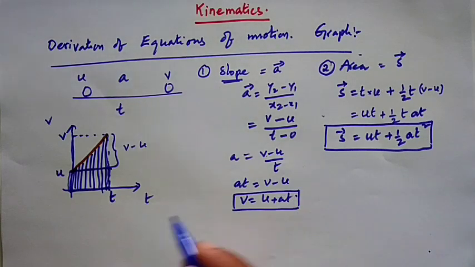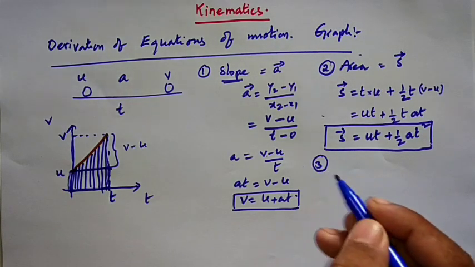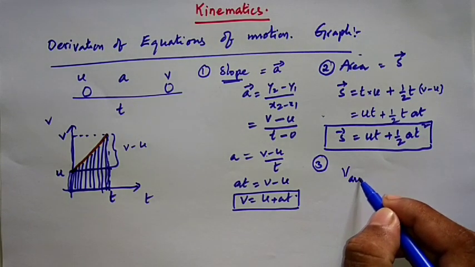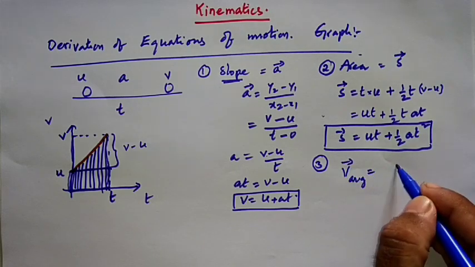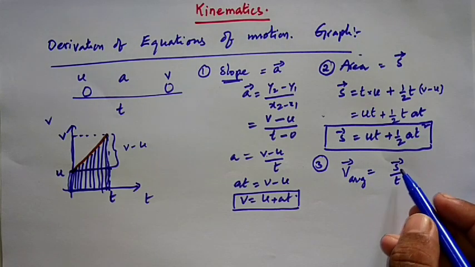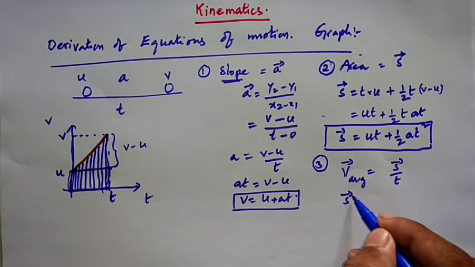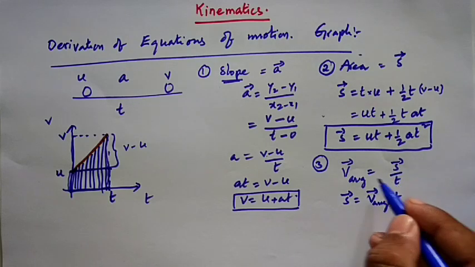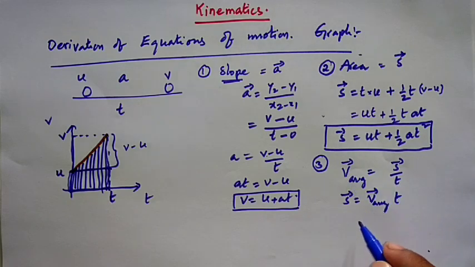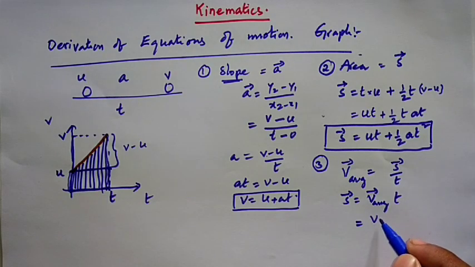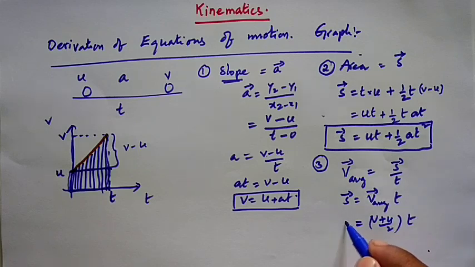Right, now let us see the third one. For the third one we will use the average velocity formula. What is the average velocity formula? Total displacement by total time taken. Yes or no? Now displacement is equal to average velocity into time, after cross multiplication. Here the velocities are v and u. What is their average mathematically? (v plus u) by 2. This is the average velocity, into time.